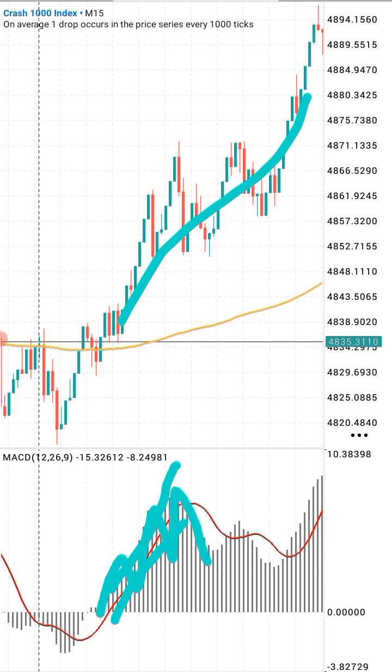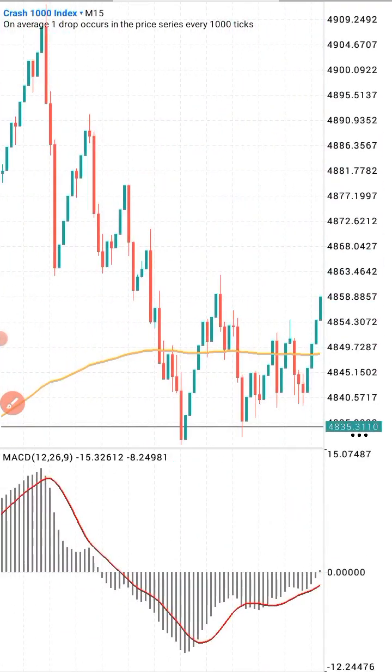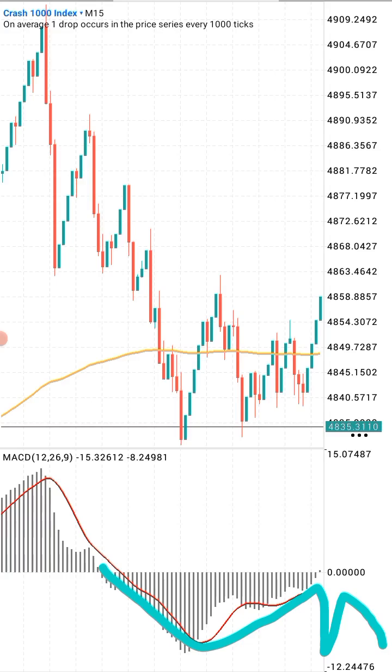The same for a sell. We'll wait for when the moving average is showing us that it's going down, and then the histogram is already on the ground. The histogram has already crossed down like this and it's moving down, telling us that this is a sell signal.